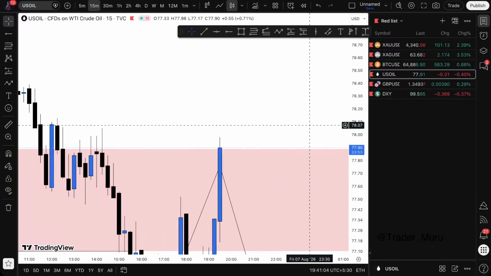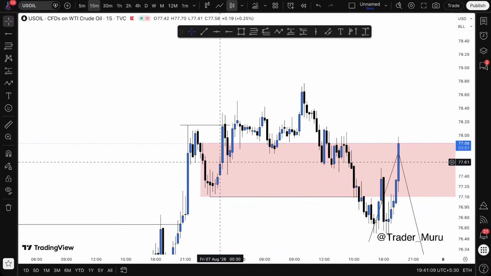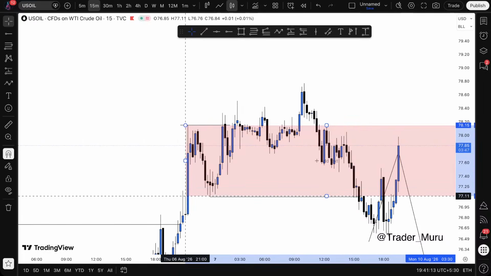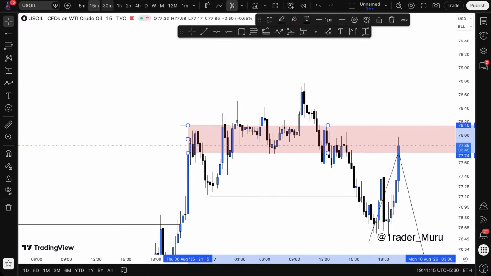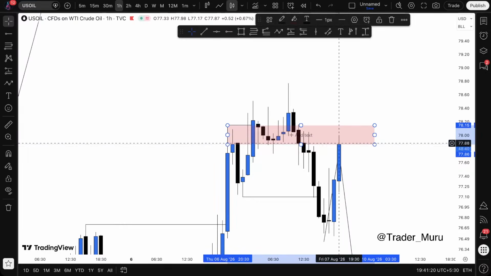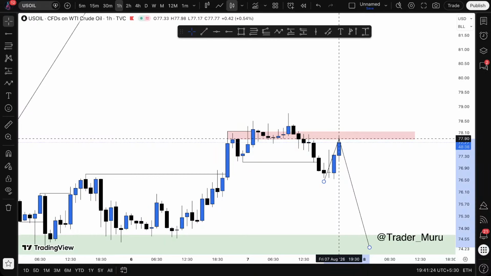Yes, oil is coming for our short entry. This is our breaker block and this is our final QML. This is 1 hour structure. So this is our QML. From here it should be selling.